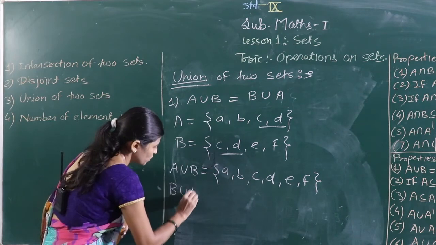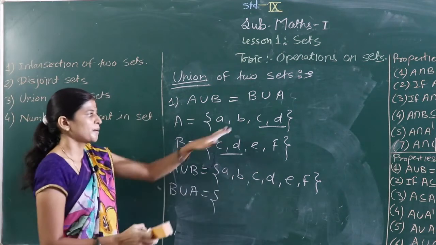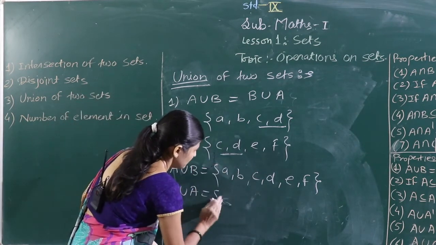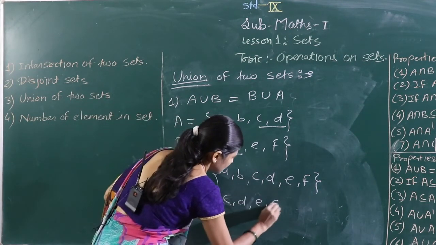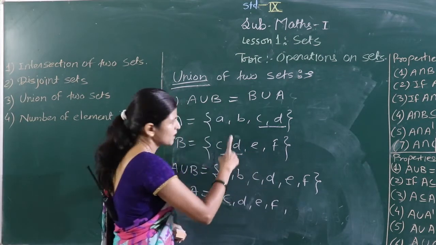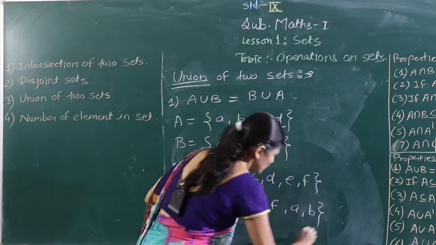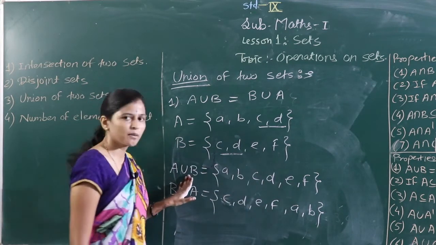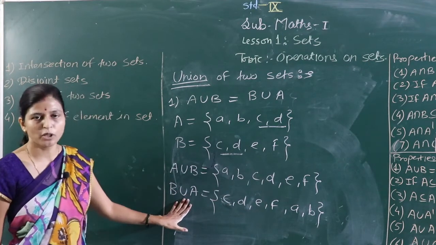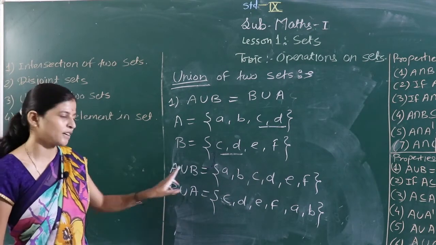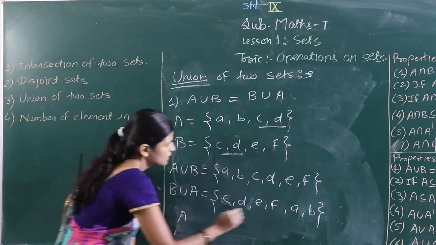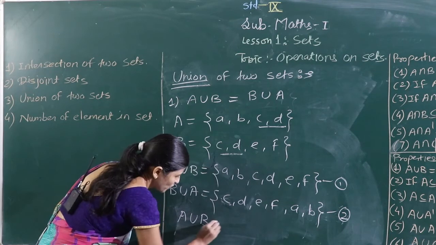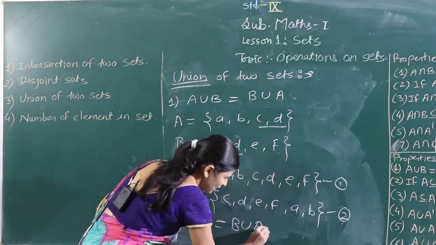Now we find out B union A. B union A means again combination of set B and set A, that is c, d, e, f and c, d repeat itself, that's why a, b. Whatever be the order of elements, all the elements of set A union B are the same as the elements of set B union A, means these two are equal sets. So from 1 and 2, suppose this is equation 1 and this is equation 2, we get A union B is equal to B union A.